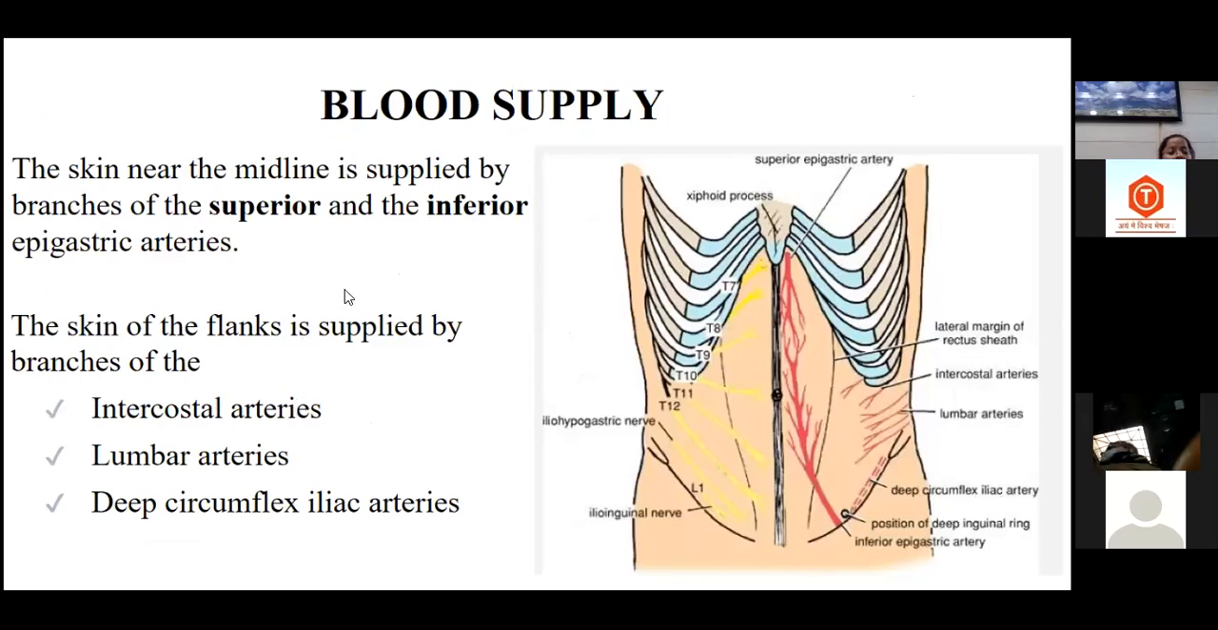Blood supply of the anterior abdominal wall. The skin near the midline is supplied by the branches of the superior and inferior epigastric arteries, and the skin of the flank is supplied by the branches of the intercostal, lumbar, and circumflex iliac arteries.